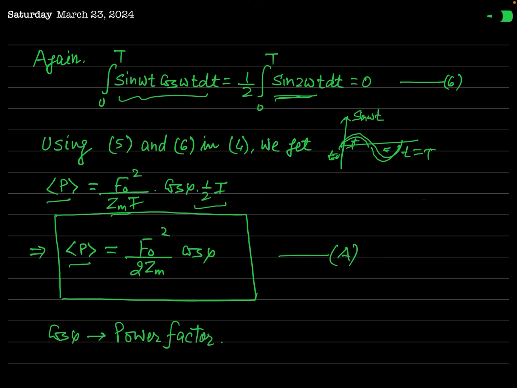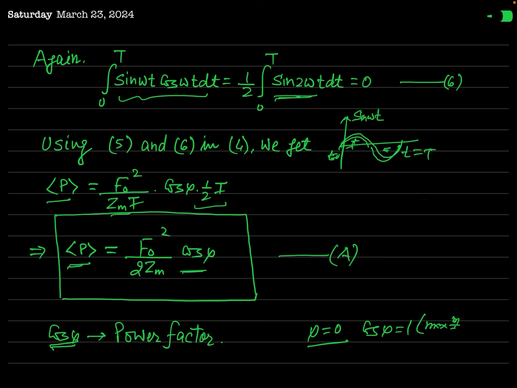into cos phi. Actually, this phi is the phase difference between the applied force and the oscillator. And this is actually called the power factor. Cosine of phi is called the power factor. And you can see the value of this average power also depends on this power factor. During resonance, when you talk about the amplitude resonance, this phi is equal to 0. We have learned earlier that when resonance takes place, this phi is 0. And if phi is 0, cos phi will be 1, which is its maximum value.